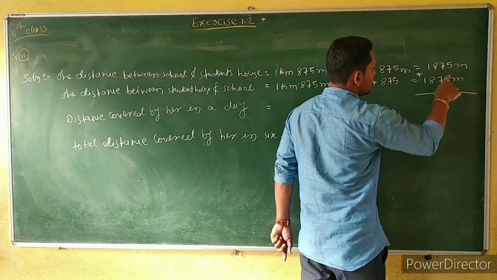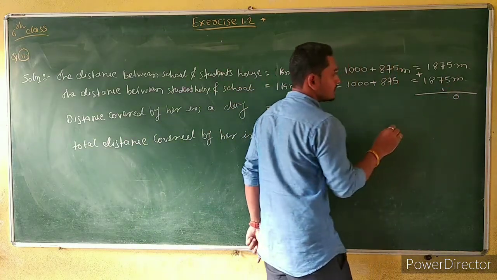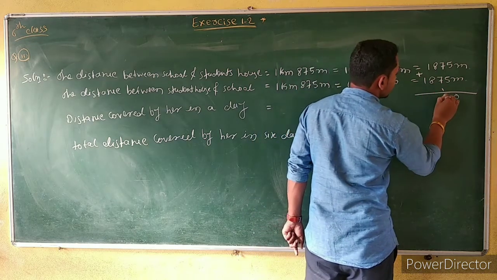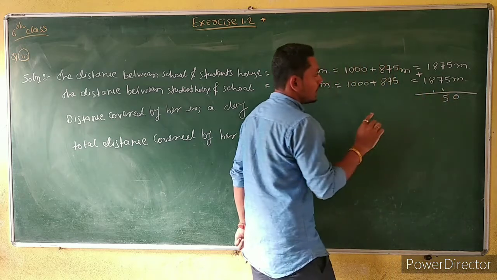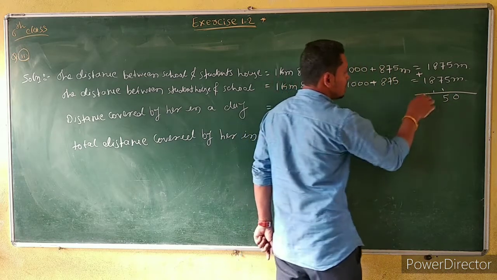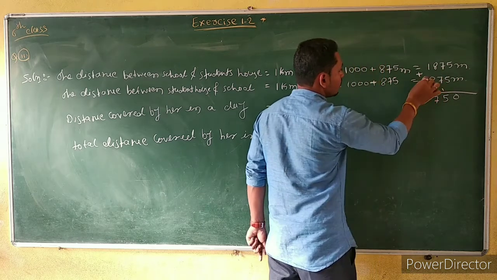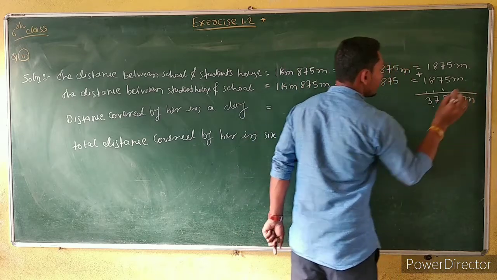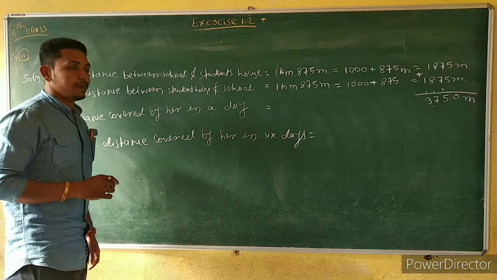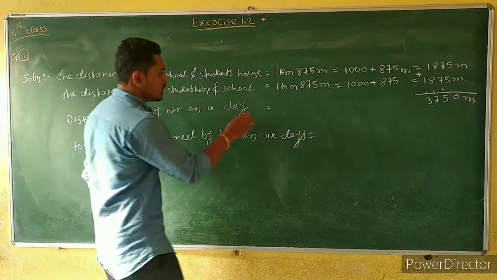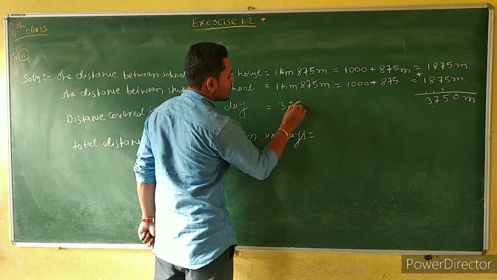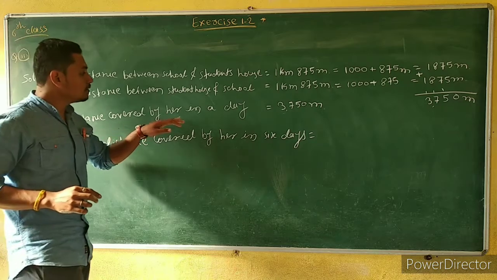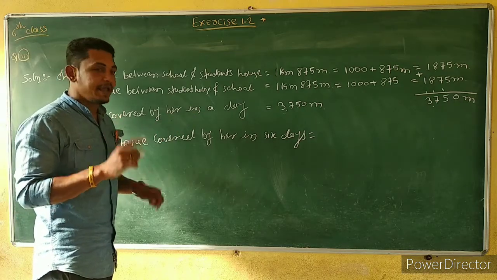So first we have to add 5 plus 5, 10. Take one carry. 7 plus 7, 14. 14 plus 1, 15. So one carry here. 8 plus 8, 16. 16 plus 1, 17. One carry. 1, 1, 1... 3. Means 3750 meter. Is it right? So here write 3750 meter. The distance covered by her in one day.